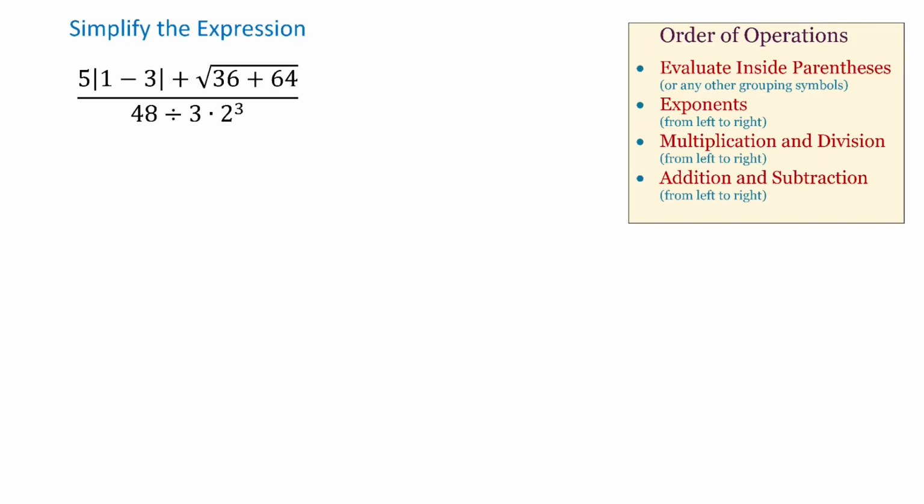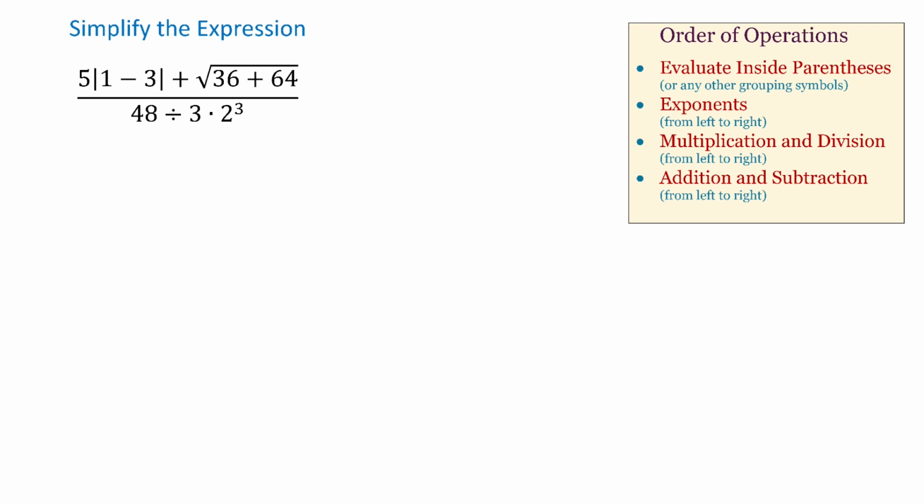Hello. Here we have the expression 5 times the absolute value of 1 minus 3 plus the square root of 36 plus 64, all over 48 divided by 3 times 2 cubed. To simplify this expression, let's review the order of operations.